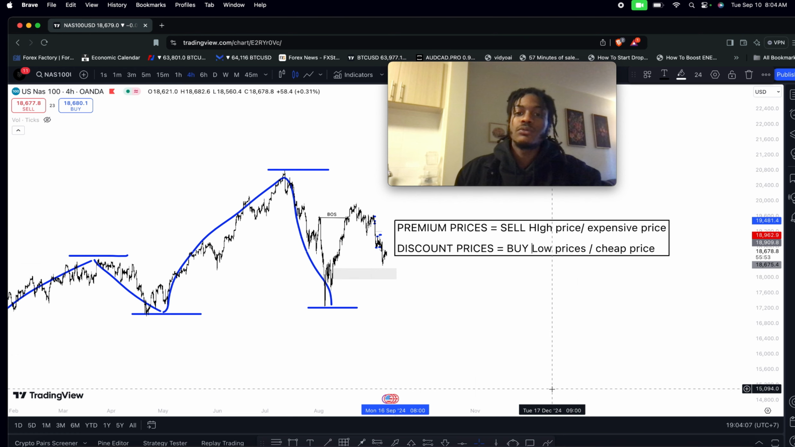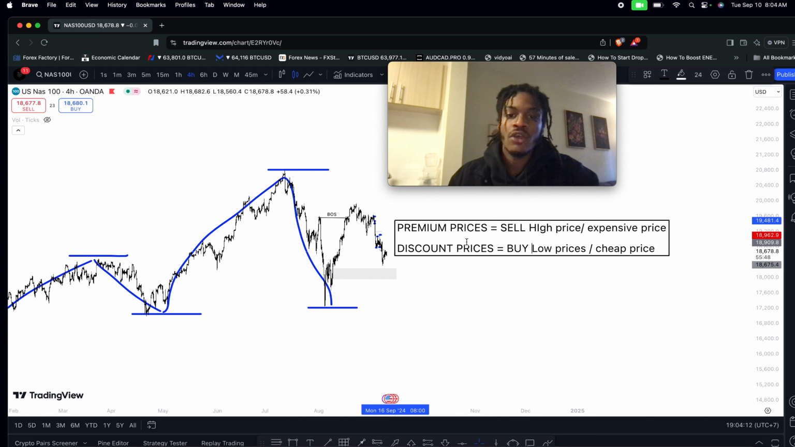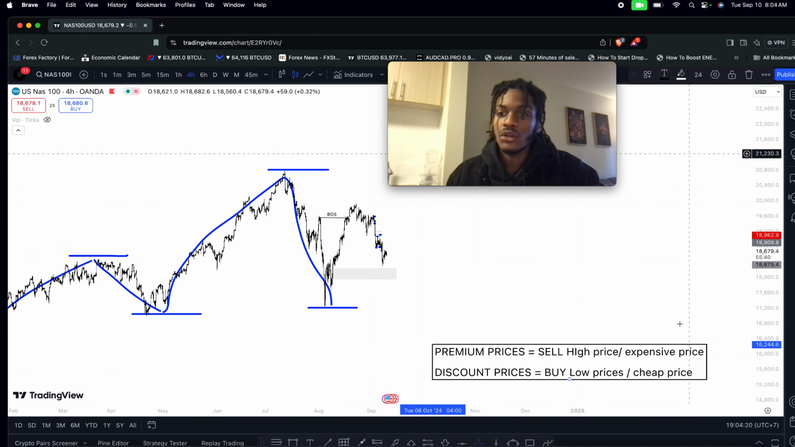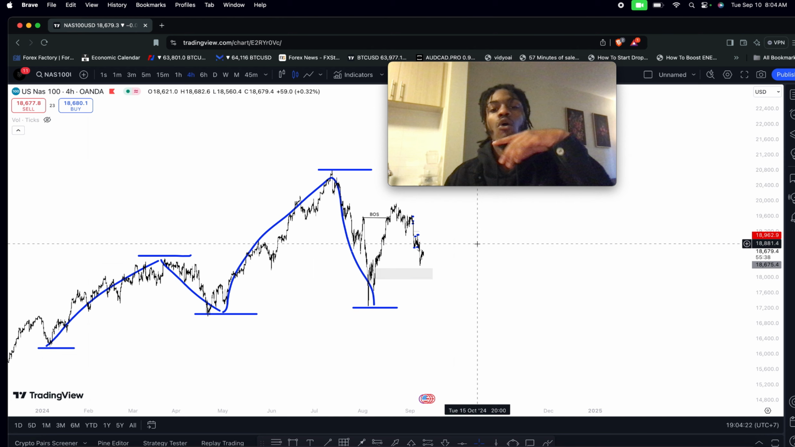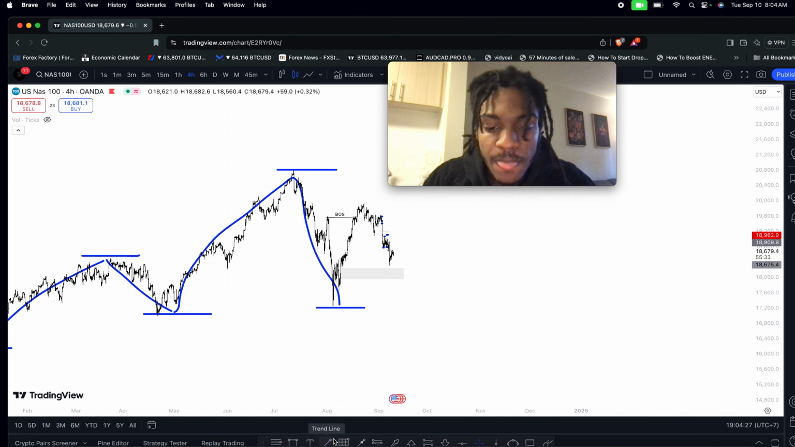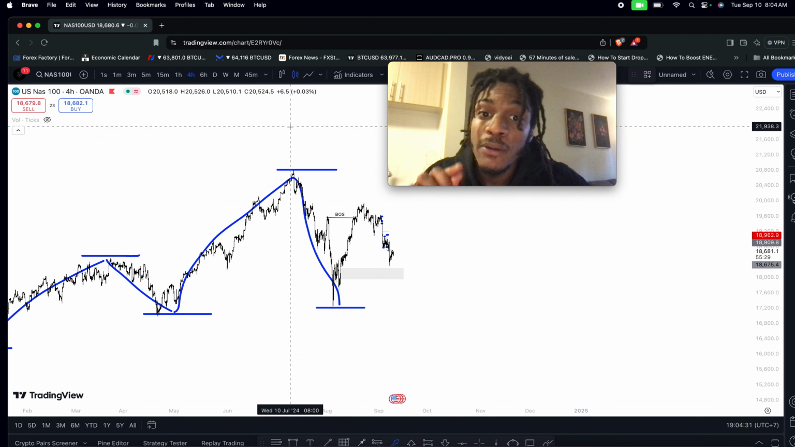So how do you know when it's at a discount price? That's what market structure is for. Okay, so if you notice, guys, here on market structure, we have overall bullish price action. And if you divide our current range in half, what's our current range? Our current range is our current piece of market structure.